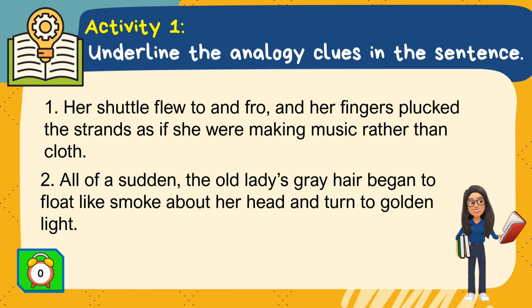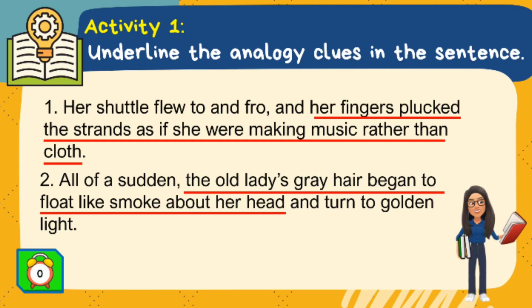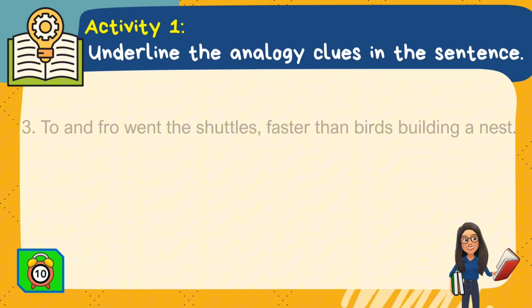If you underlined her fingers plucked the strands as if she were making music rather than cloth for number 1, then you got it right. Now you may ask yourself, what kind of weaver is being described if she plucks the strands as if making music? What makes you say that? Now, this is how analogy works. Let's continue with this in your notebook.